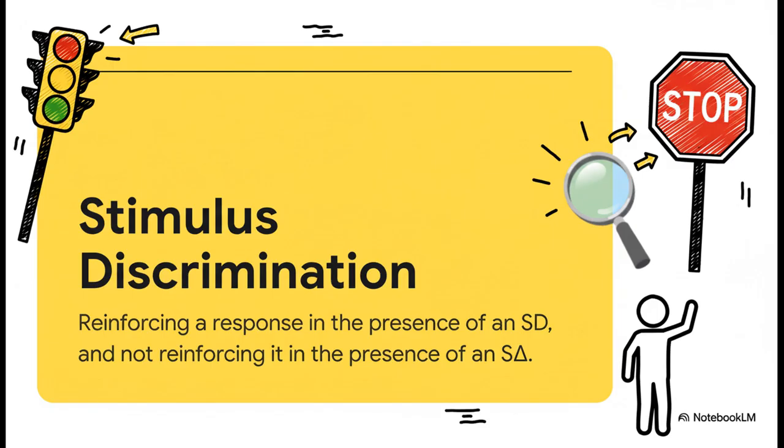And how do we do it? Through our workhorse, differential reinforcement. We shower the behavior with reinforcement when the SD is there, and we give it absolutely nothing. We put it on extinction when the S delta is there instead.